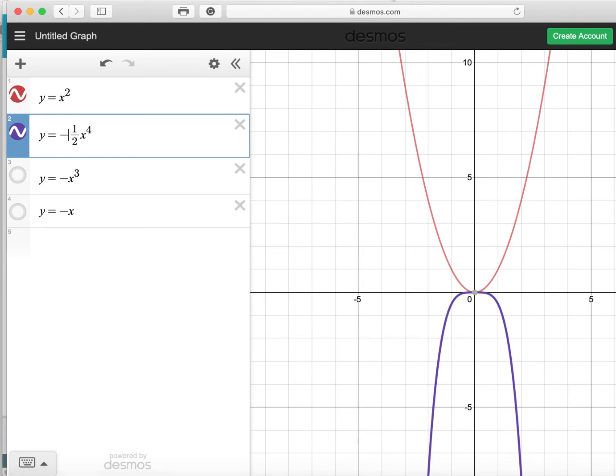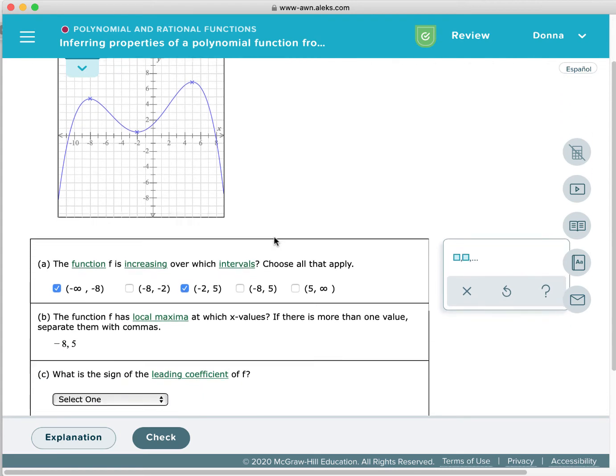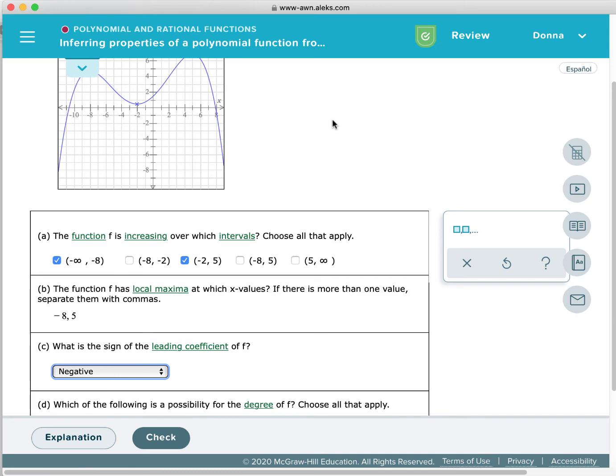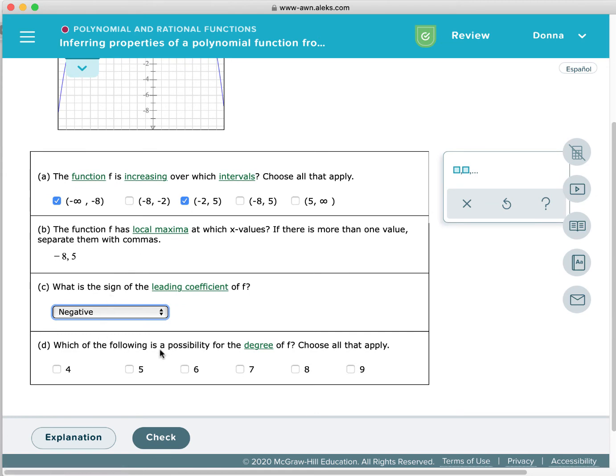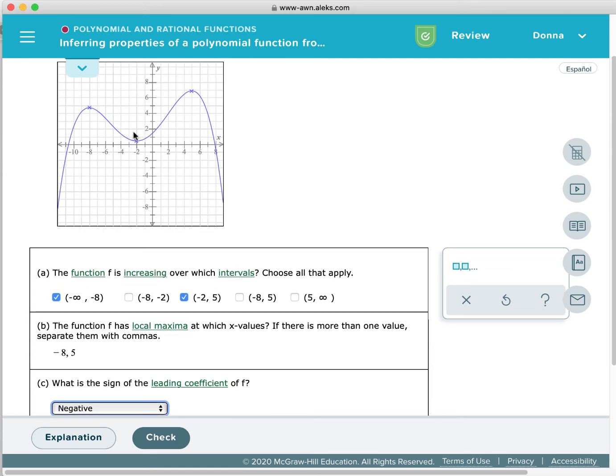All right, so let's go back to our problem. So for our graph, it's going down on both ends, so we know it's even. Because it's going down, we also know that it's even with a negative leading coefficient. So we need to capture that it is even, so remember that it's even. The next problem asks, which of the following is possible for the degree of f? So here we have that this particular curve has 1, 2, 3 extrema. So if it has 3 extrema, then we know that the degree is 1 more than that. So that means the degree could be 4.